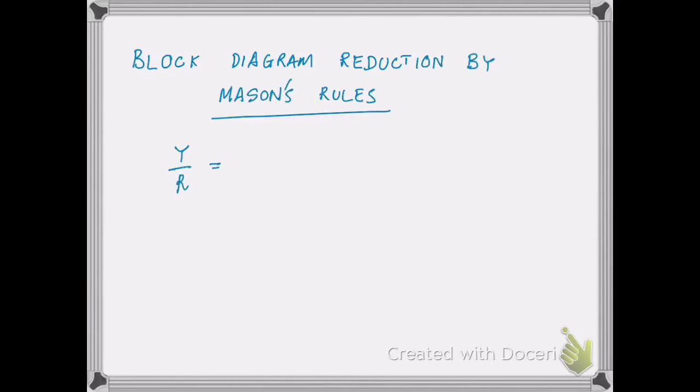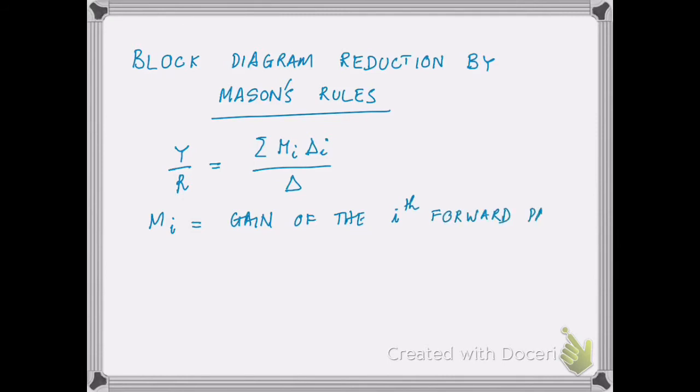In this short video, we'll look at block diagram reduction using Mason's rule. Using Mason's rule, the transfer function is given by the sum of Mi times delta i divided by delta, where Mi is the gain of the ith forward path.